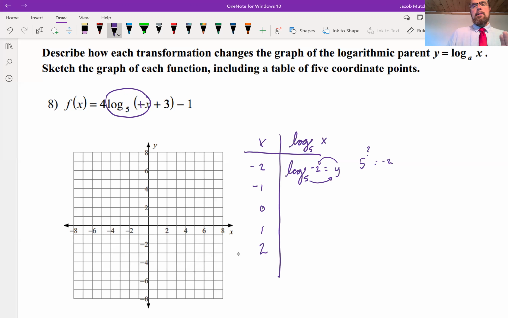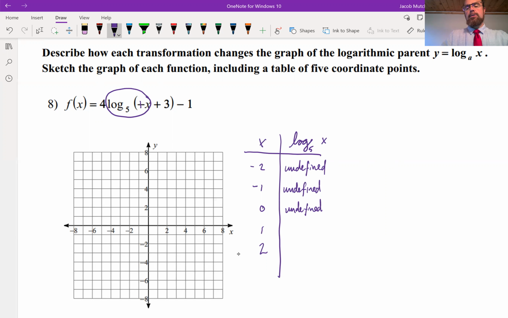And in fact, we can make a claim for our first few values. Negative 2, negative 1, negative values, there's no power I could raise a base to that would give a negative output. So I can make a claim here for these first ones that are negative, that they are undefined. And I can do the same for 0 as well. I can't raise 5 to some power and have it equal 0. So typical of logarithmic functions, they are undefined for the negatives and for 0.